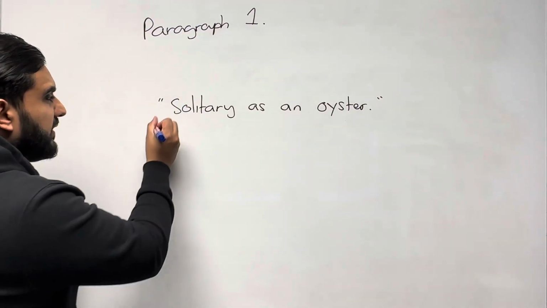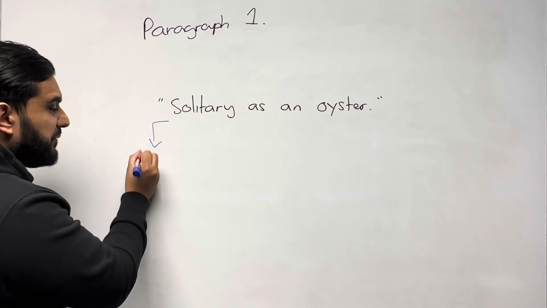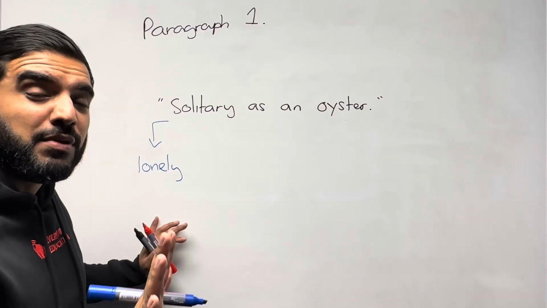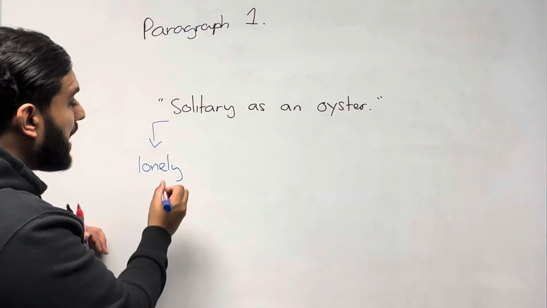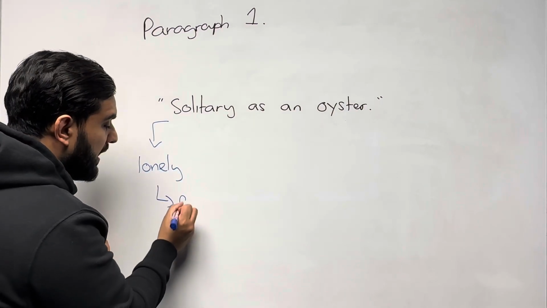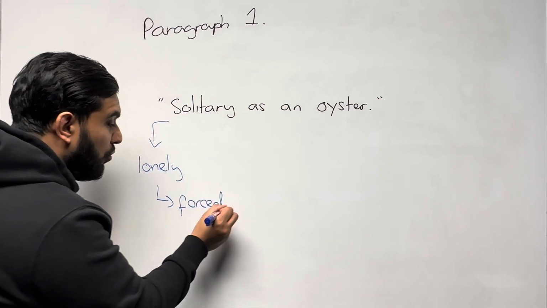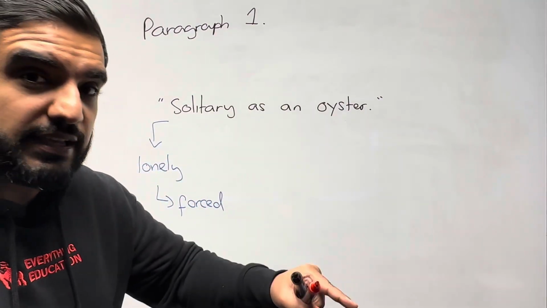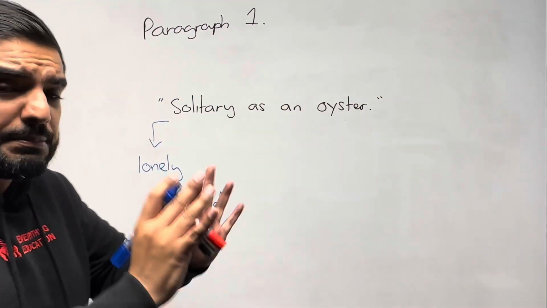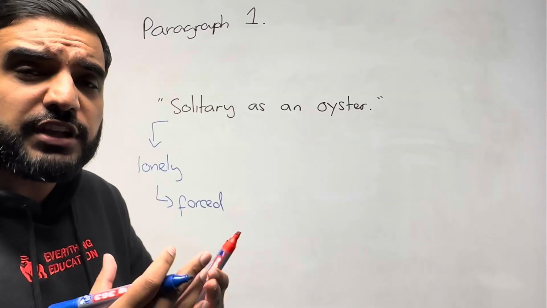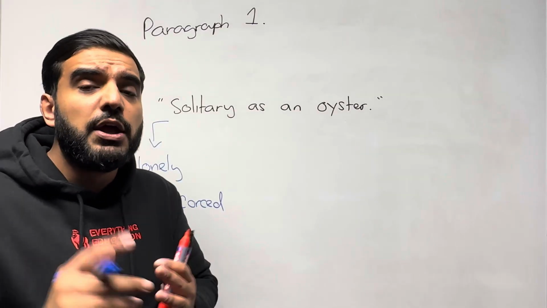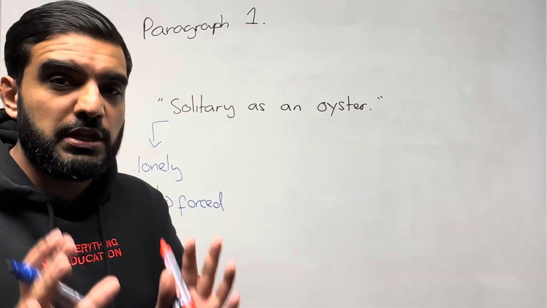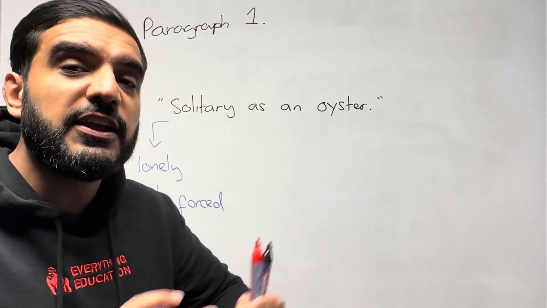I'm going to say that in this quote, Scrooge is presented as being lonely. That's correct, but at the moment, it's a little bit too basic. I'm going to take it further and talk about how this is a forced loneliness. It's not voluntary. My point is that Scrooge is a very lonely character, but he's not lonely because he wants to be lonely. He's forced to be lonely. And then I'm going to explain how.